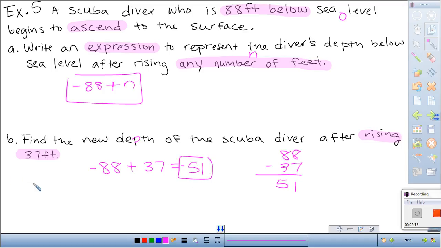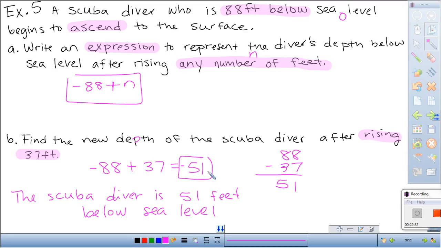So where is he? He is, you could say, the scuba diver is 51 feet below sea level. And we might want to say, that's great.